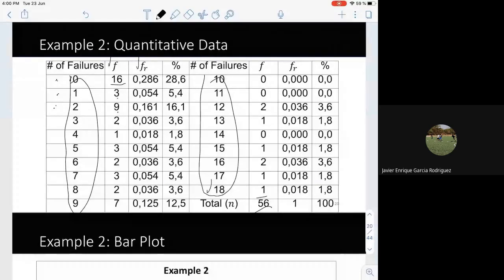Someone is asking, can I delete the days that don't have failures? You don't have to delete them because actually we're counting. Remember, the variable equal to 0 is a possibility. And here, if you notice, that possibility is the one with the highest frequency. So it is relevant. So we have to keep the 0, of course. We have to keep the 0.